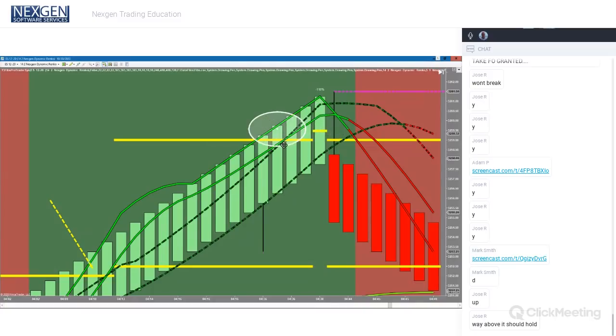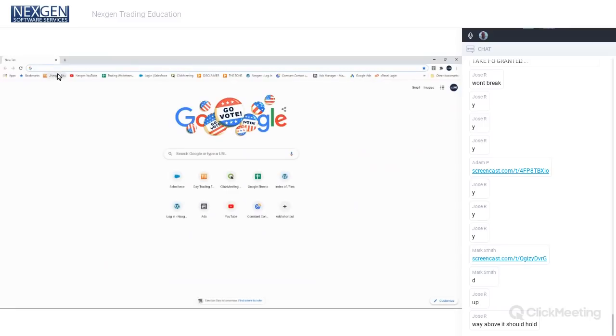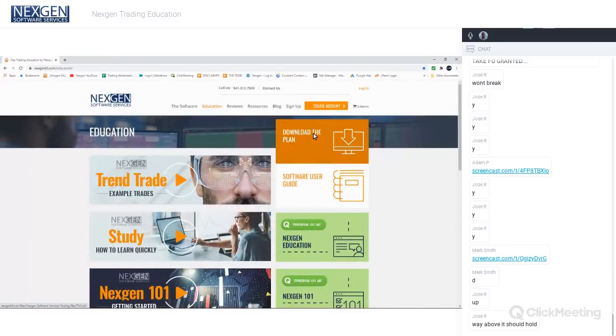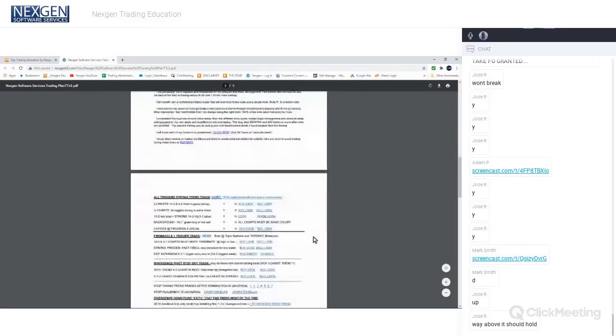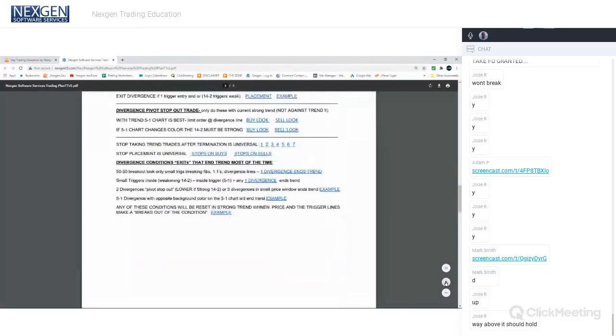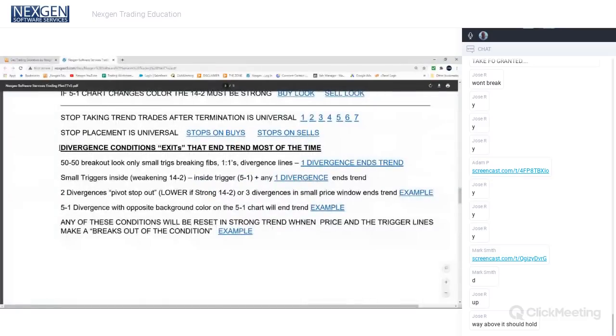And this is especially true when you have a breakout of a Fib. If it remains strong, you keep going. And if you get a breakout and then double divergence, you guys understand the termination. Let me just revert to the plan really quickly so that way you guys can see it in the plan. In the plan from the education page at the bottom of the third page, there are divergence exit conditions that end the trend most of the time.